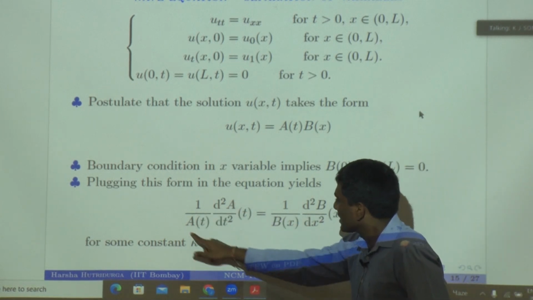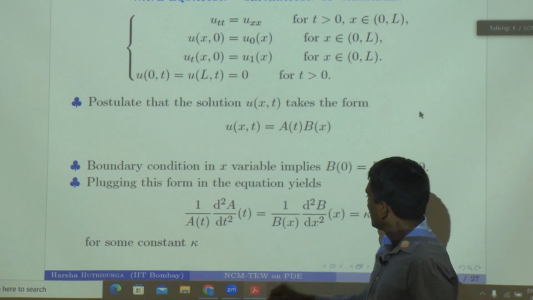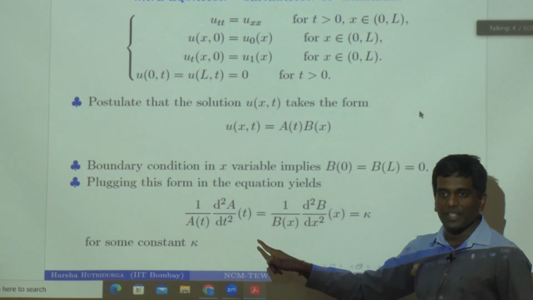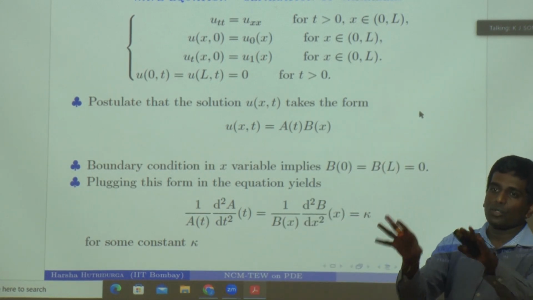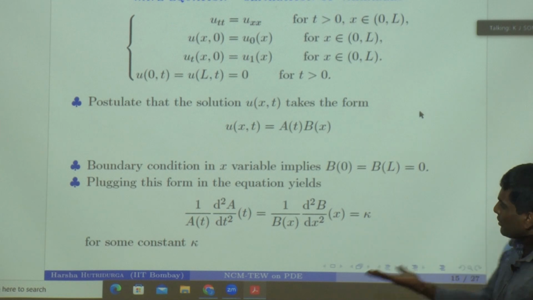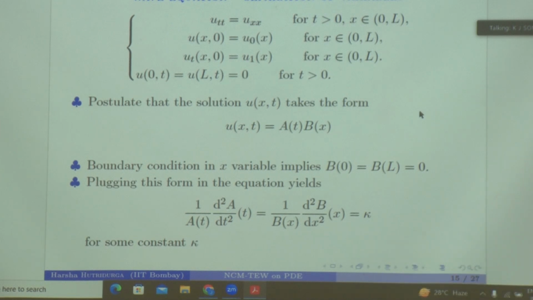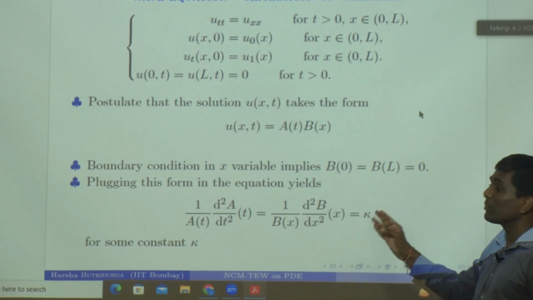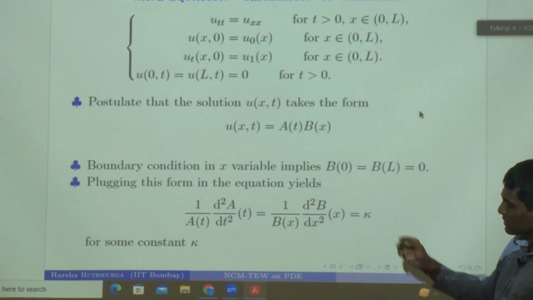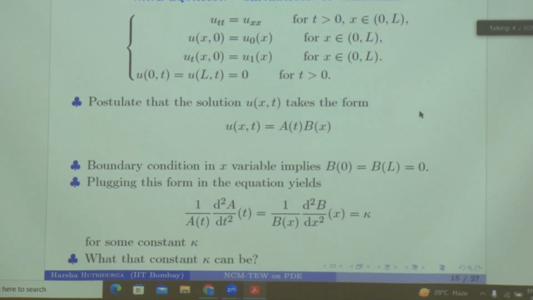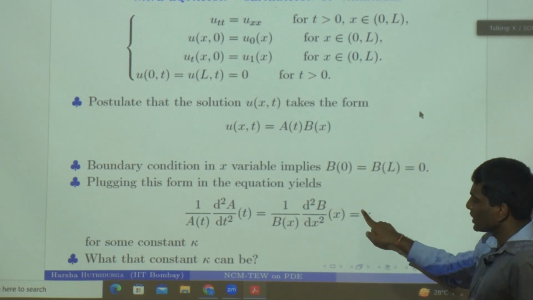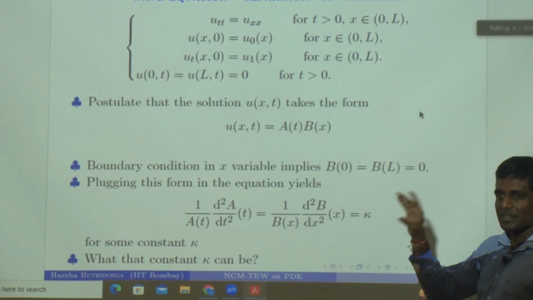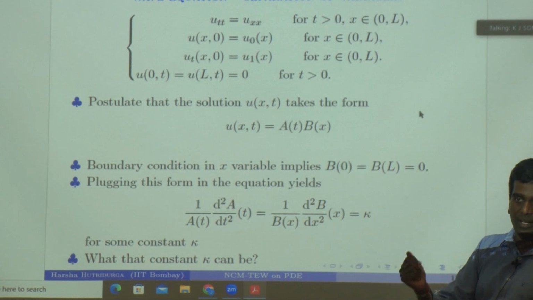Because this fellow is just a function of the t variable, and this fellow is just a function of the x variable, and we are equating two separate functions of two independent variables, they must be equal to some constant kappa. So that's the first observation. And the question you ask is, what can that constant kappa be? Can it be any constant or some particular constant? That's what we are after.